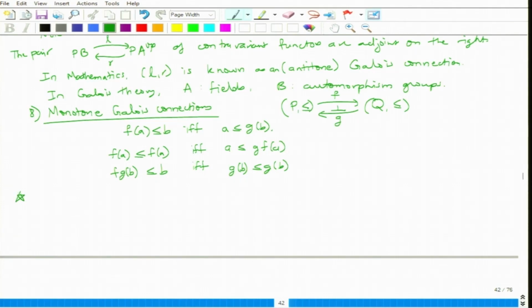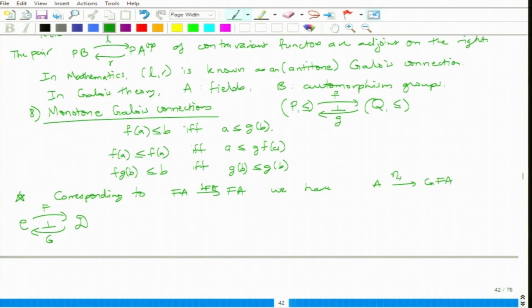Okay, so corresponding to, I mean, this is our usual setup: C, D, F, G. F is a left adjoint of G. Corresponding to the morphism FA to FA, the identity morphism, under that bijection, whatever is the corresponding map from A to GFA, this particular morphism is known as eta A. Yeah, we label it eta A.